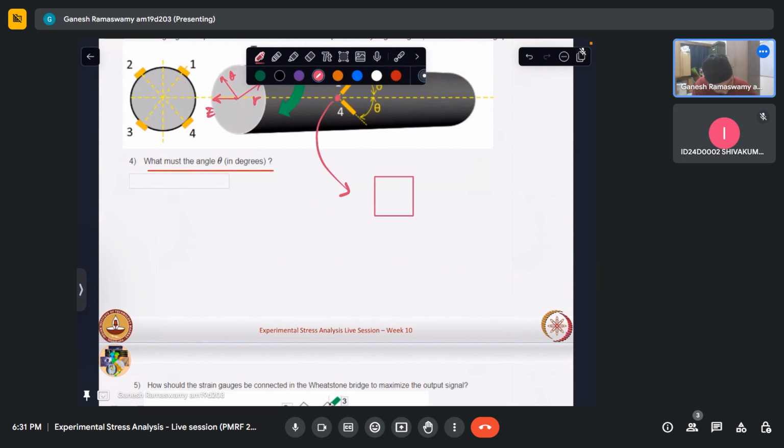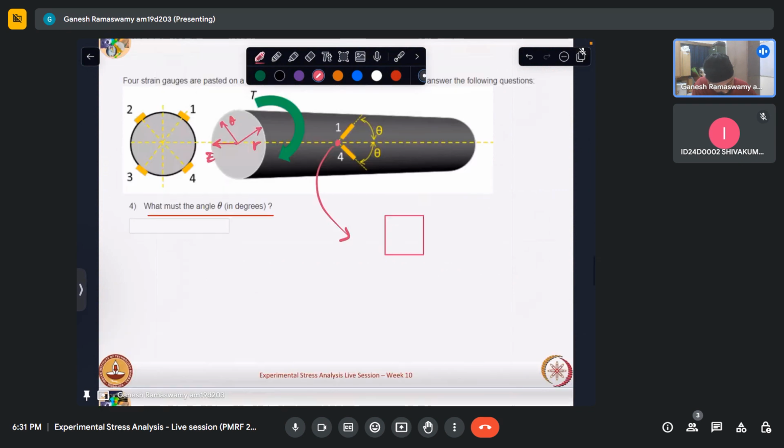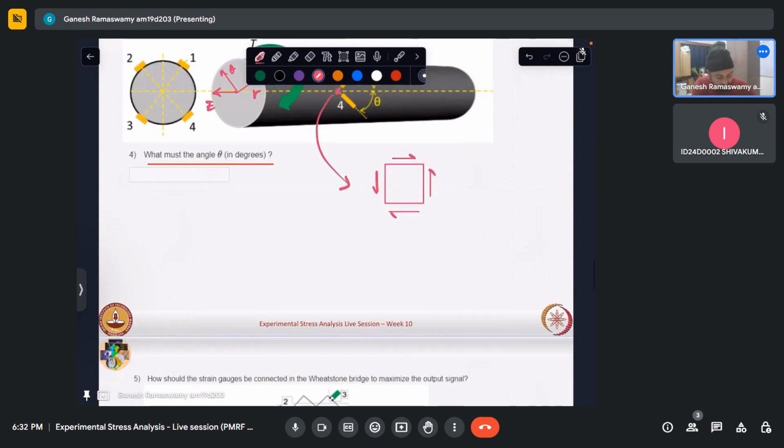So if I were to draw this, now basically this is a case under pure shear. So I'll have a shear stress like that, and from our complementary shear stresses, I can easily draw the rest. So this happens to be my stress state at the point of interest.